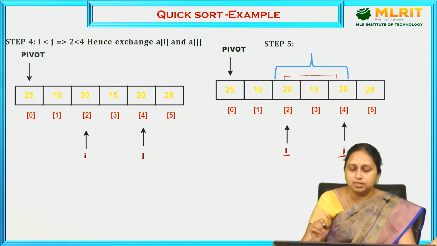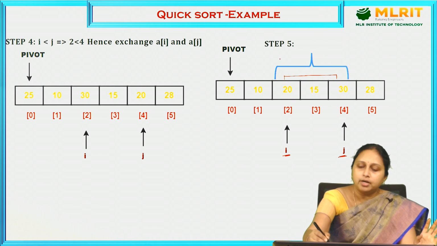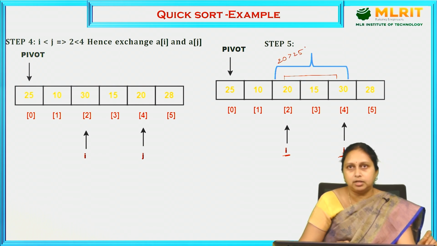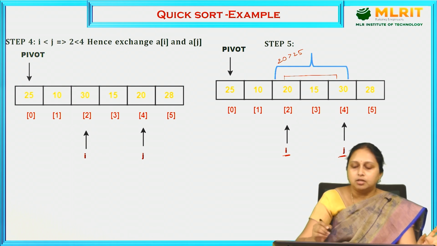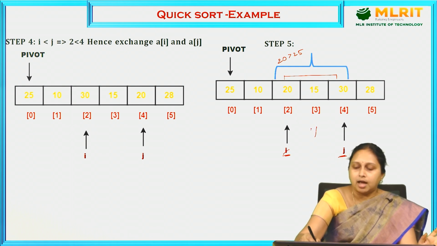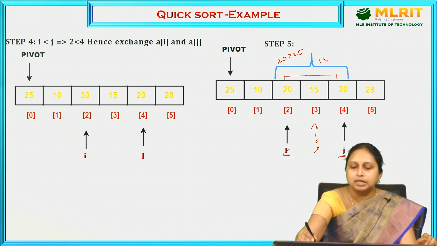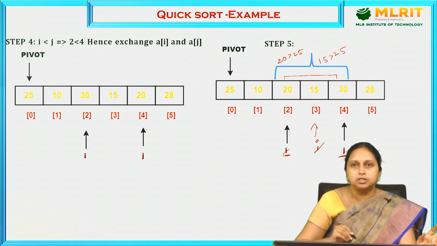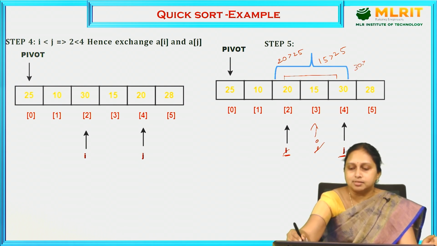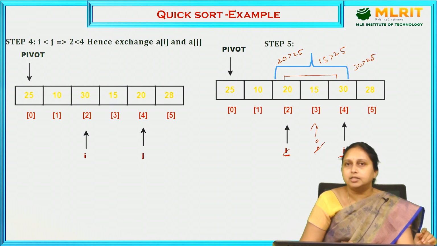We need to verify these statements. Now you are going to check: is 20 greater than 25? No. So I should be incremented. I comes here. Now we are going to check: is 15 greater than 25? Again, no. So I will be incremented. I comes here. Next, is 30 greater than 25? Yes. So I stops here. I is at index 4.